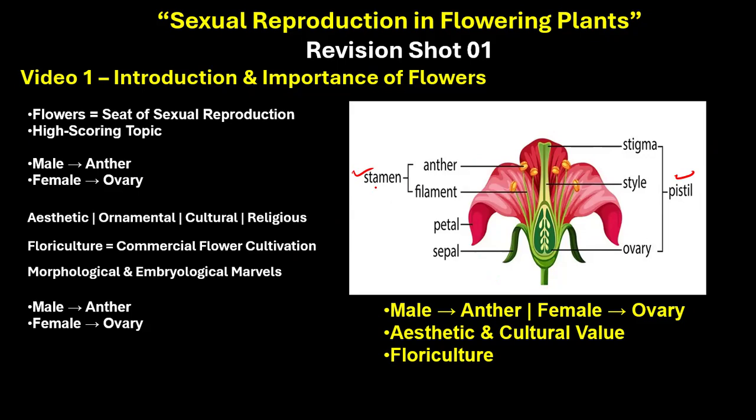So you have the stamen, the male part, which has anther and filament. It's also called androecium. And in the female, you have the pistil, where you have stigma, style, and ovary. There are also two other whorls which are called accessory whorls, that is petals and sepals.